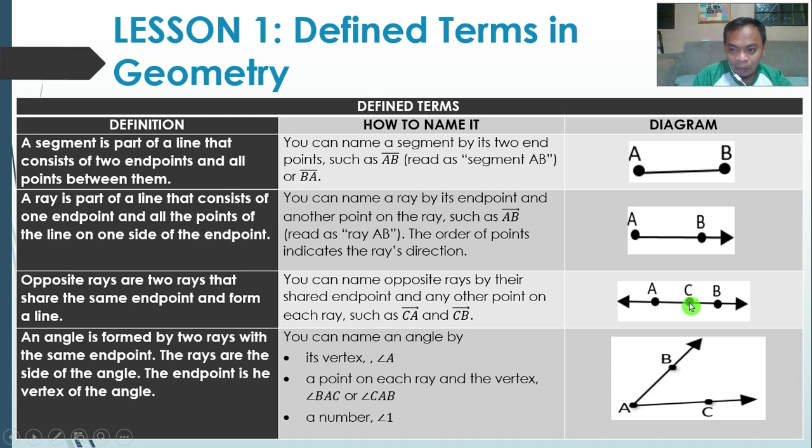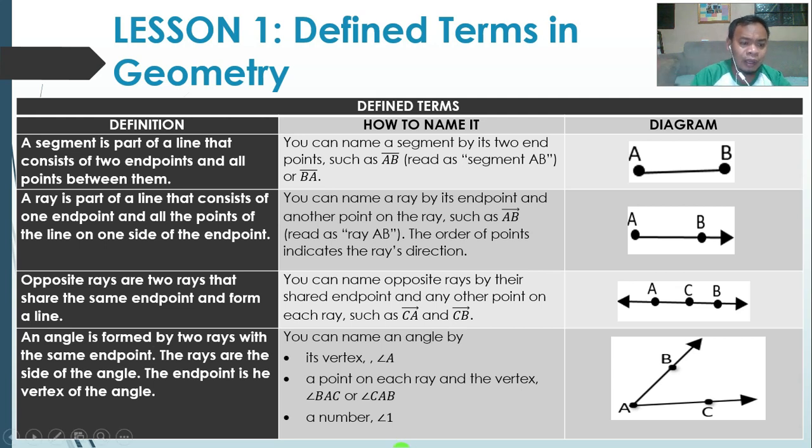So, like this one, we have ray CA. So, CA from C going to A. Okay? Then, we have also ray CB. So, from C going to B. Okay? So, si point C, siya po yung shared endpoint ng dalawang ray po natin. Okay, kasi yung ray po natin ay ray CA. C, this is our endpoint going to A. Okay, then ray CB. Okay, from C going to B. Tinawag natin itong opposite rays kasi yung isa papunta sa left, yung isa papunta sa right, and this shared same endpoint.